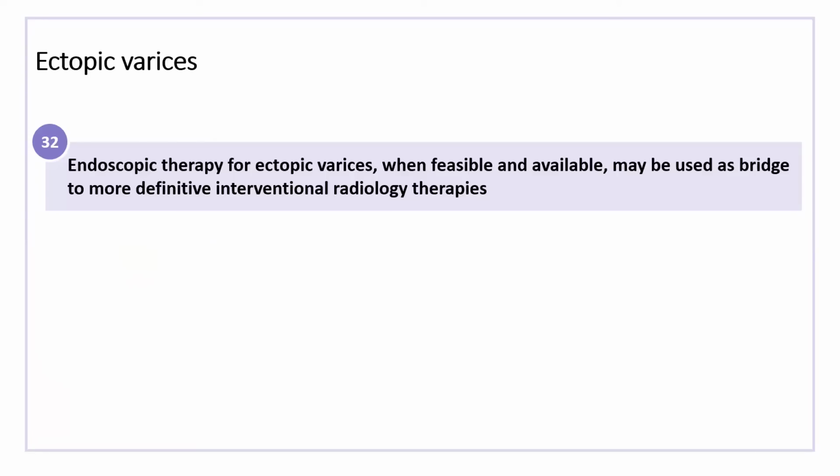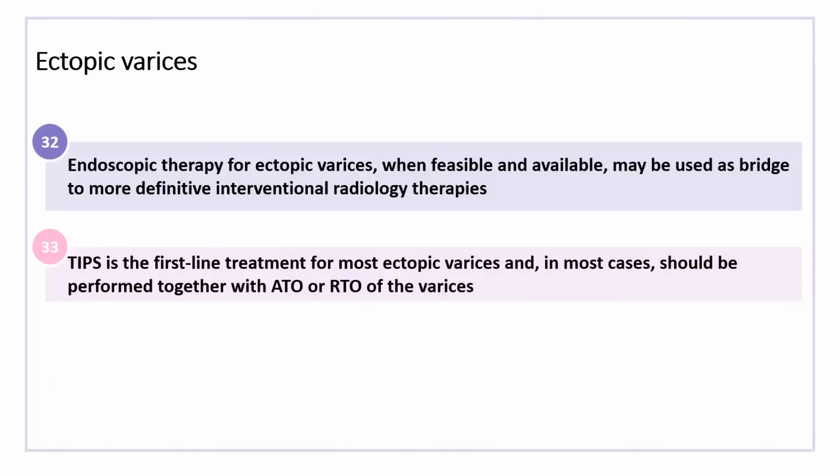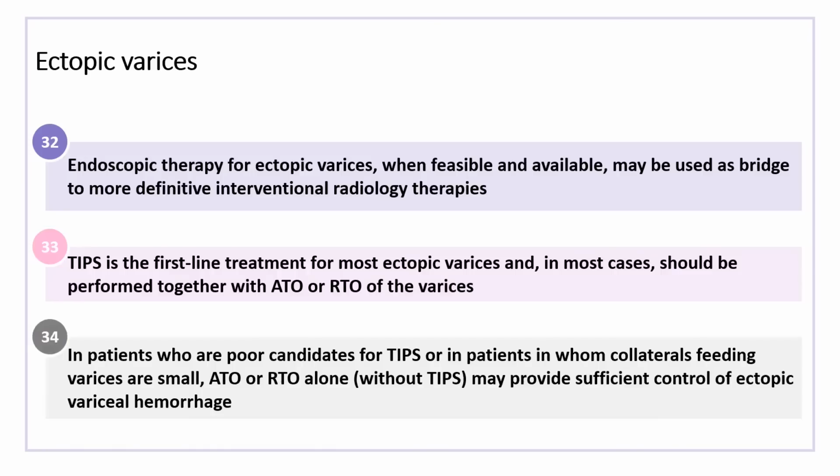Like at our center, it's just not available. Now, TIPS is the first-line treatment for most ectopic varices, and for ectopic varices specifically, almost always they either need an ATO or RTO along with the TIPS. And in patients who are poor candidates for TIPS, in whom collateral feeding vessels are small, ATO and RTO alone may provide sufficient control of bleeding.